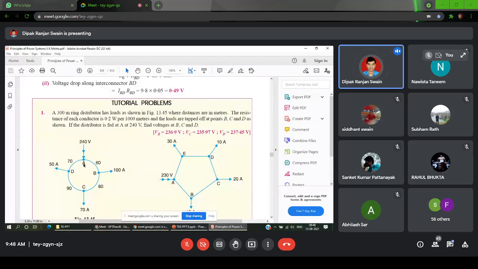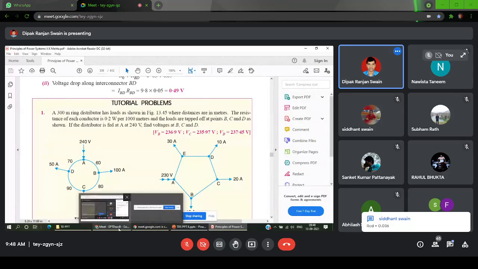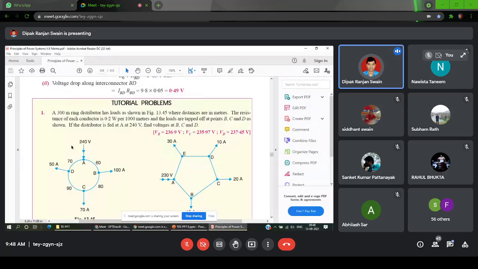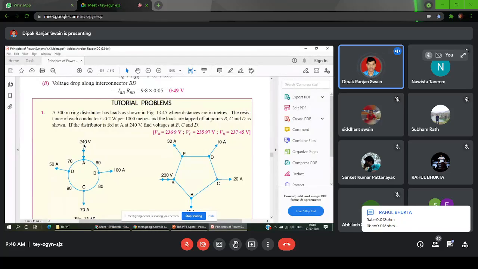So first you find out the resistance of each section, AB, BC, CD and AD. Okay, once you have the resistances, then what is the method of solution? Let us say the current from this tapping, the power is fed from this feeder.